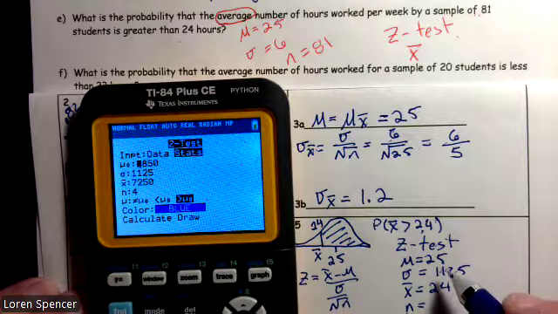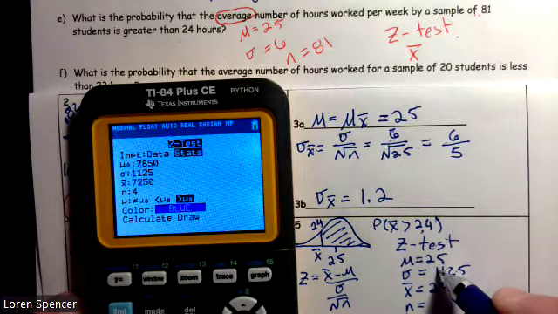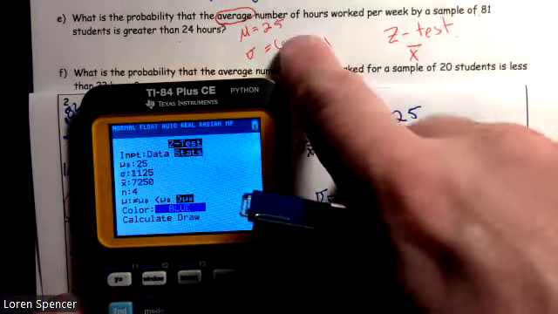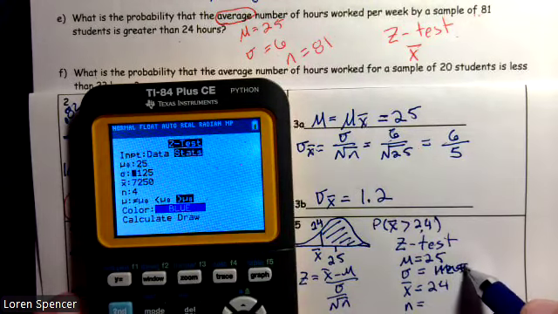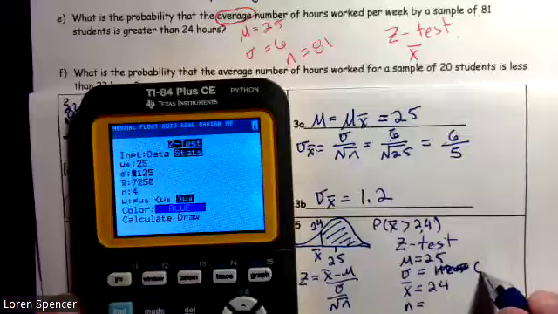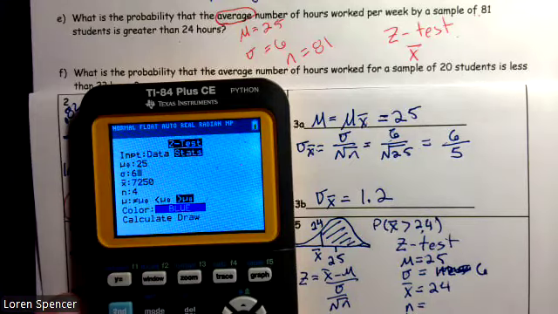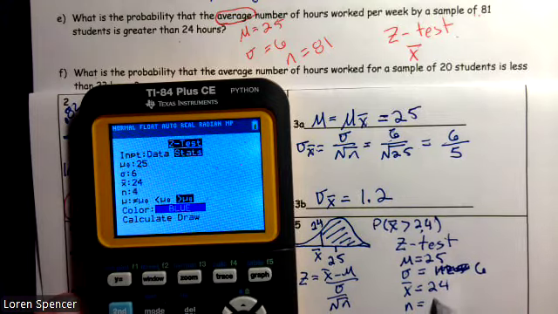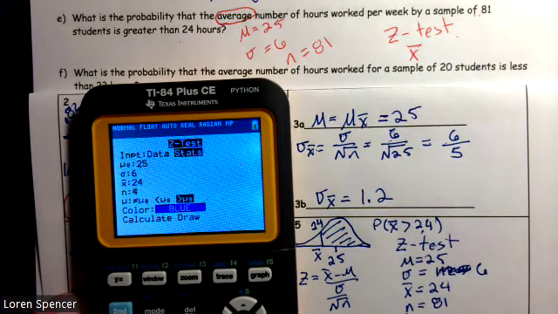oh, wait a second. I made a mistake here. I'm writing down the wrong numbers. I'm looking at something old. Mean is 25. Our standard deviation, we said, was 6. X bar is 24. And we were told that our sample size is 81. I need to see all that information, and I need to see one other thing. I need to see that it's a greater than.